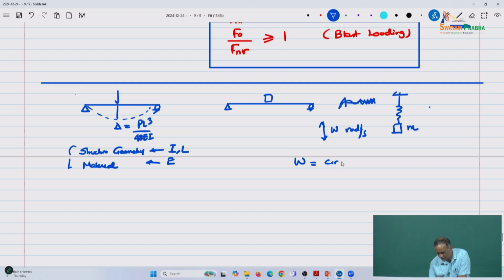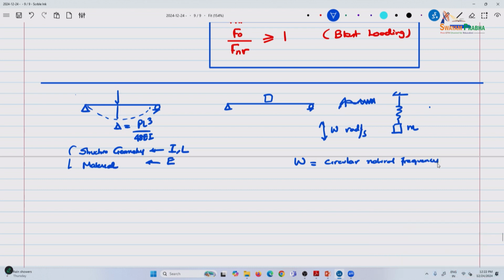So this is the circular natural frequency, and then from here you can calculate the omega, this is in radians per second, and then you can calculate the time period is 2 pi by omega, right? So this is your natural time period.